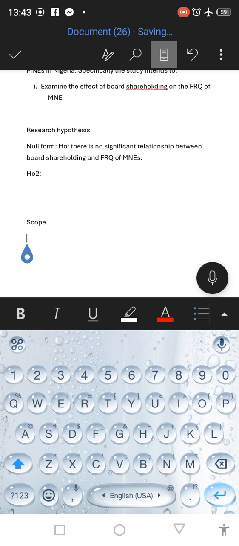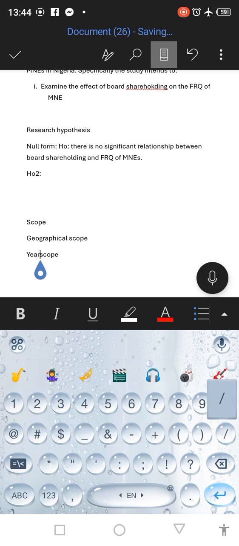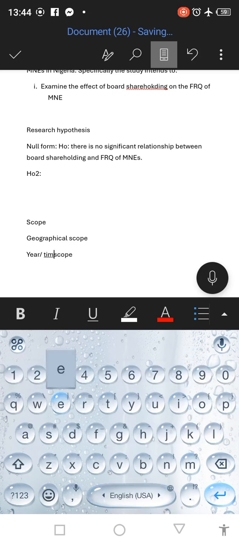So we have geographical scope. We have scope that is related to years, the number of years your work is going to cover. Let me write it out. We have geographical scope, and we have year scope, or let me call it time. Year or time, that is, the time your work is going to cover.